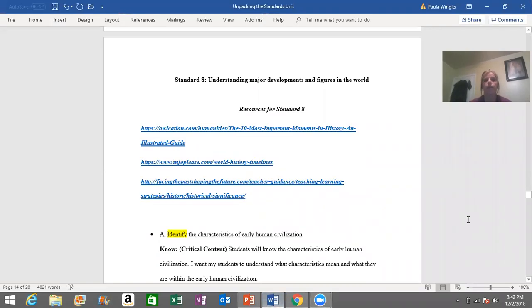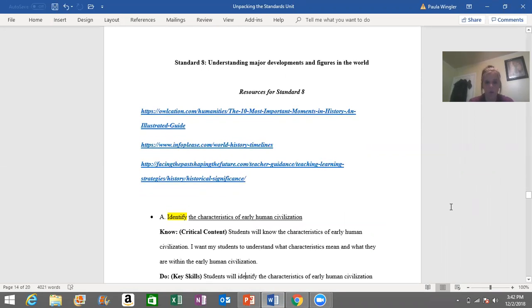Okay, for unpacking the standards, for Standard 8, it's understanding major developments and figures in the world. So I've listed some resources here that show some good information about understanding major developments and figures that were very important throughout the United States.